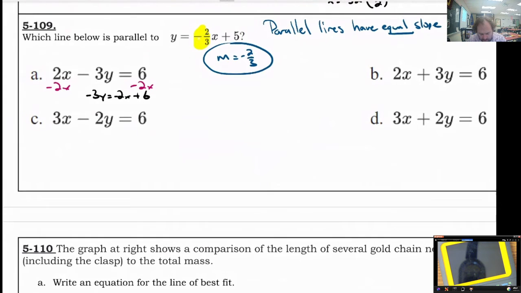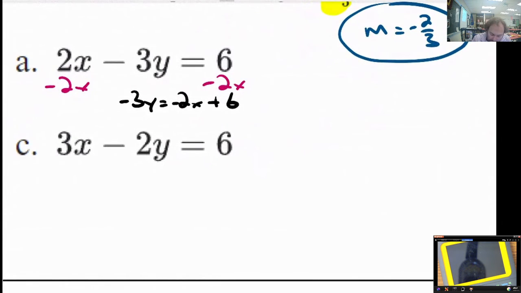Kind of scrambling for room here. There's not enough room, but actually there's enough room, because here I can tell you that this is not it. Because the next step would be to divide by negative 3, and here I have negative 2 divided by negative 3, which is positive 2/3 and not negative 2/3, so you're out.